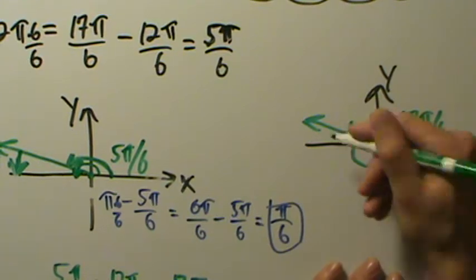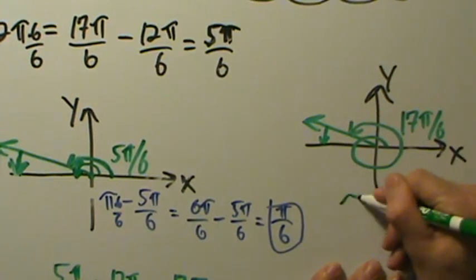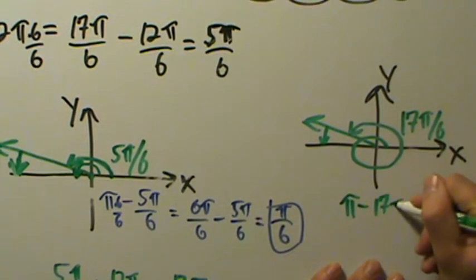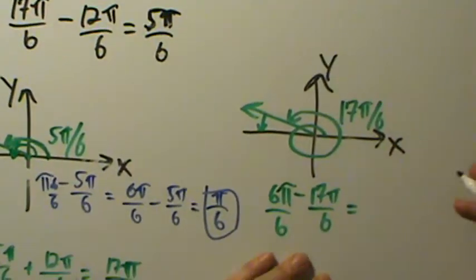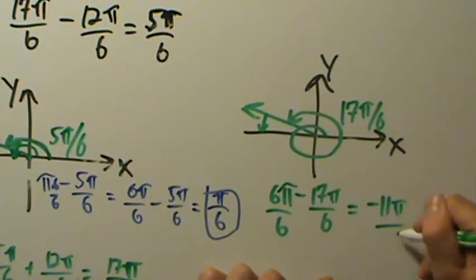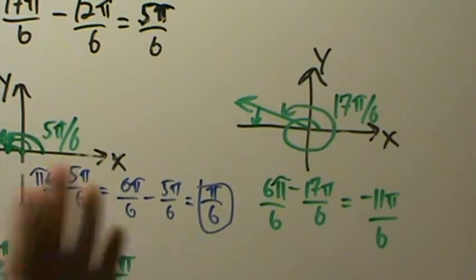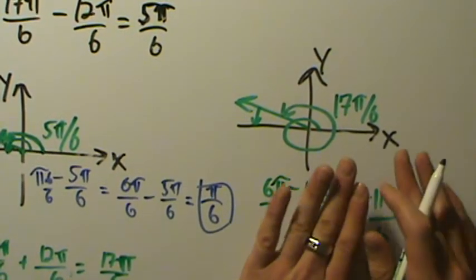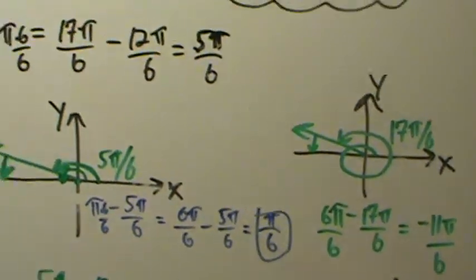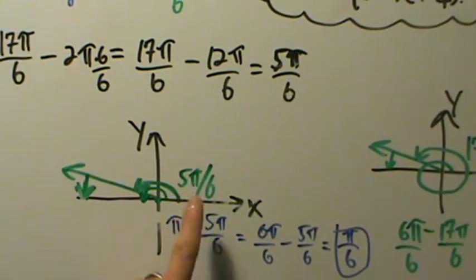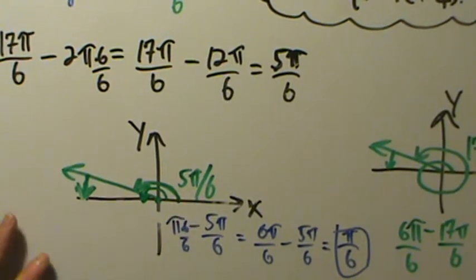What happens if we try to do that? Then we'll do pi minus 17 pi over 6. Pi is the same thing as 6 pi over 6, so what we end up with is negative 11 pi over 6, and that's just all kinds of wrong, right? So we want to be very careful with that. Before we can apply this kind of logic, we want to make sure that the angle we're dealing with is between 0 and 2 pi.